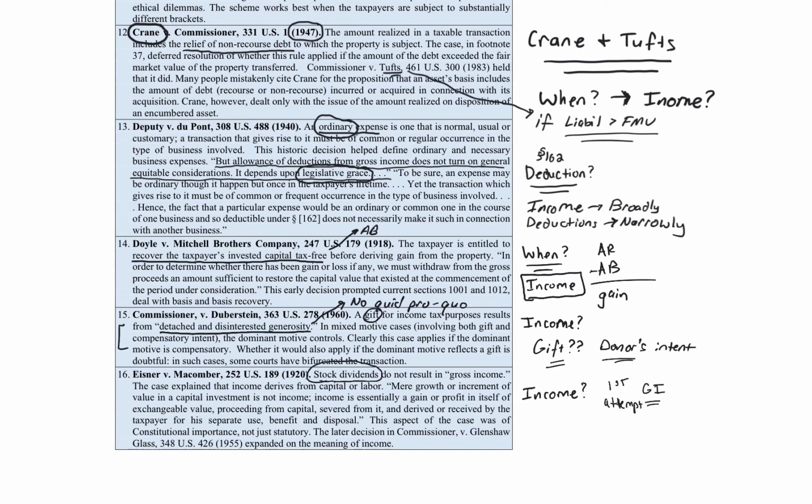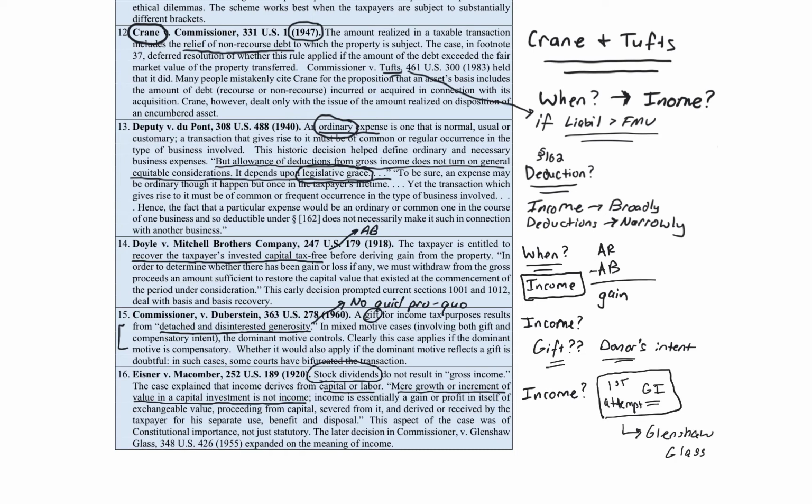And the case explained that income derives from capital or labor. Mere growth or increment of value in capital investment is not income. So what they're saying is basically the similar idea to what we saw in Doyle versus Mitchell, that you get to subtract away your investment, that your investment is not going to be taxed. Similar concept. That gain does not result in income. Now, this is the first attempt at determining what gross income is. This is not the main one that we use. The main one we use is called Glenshaw Glass.